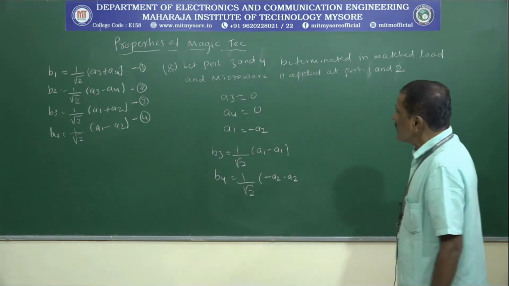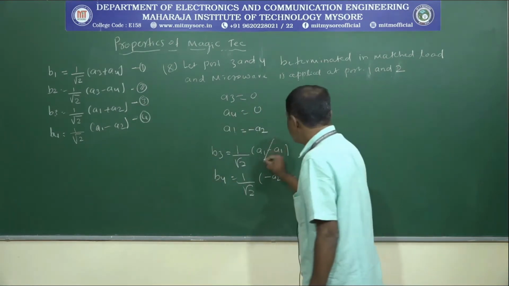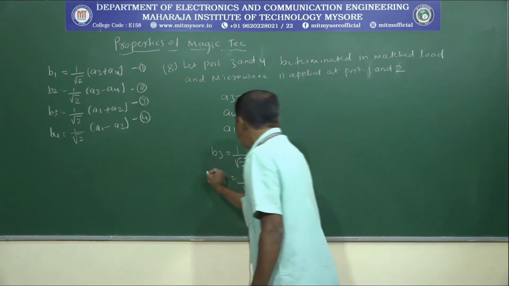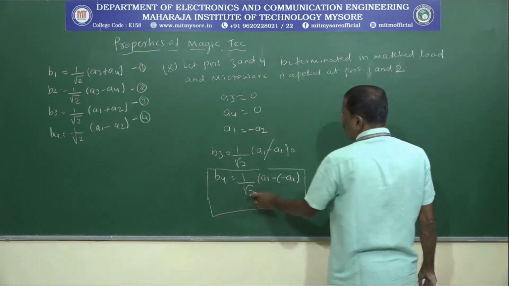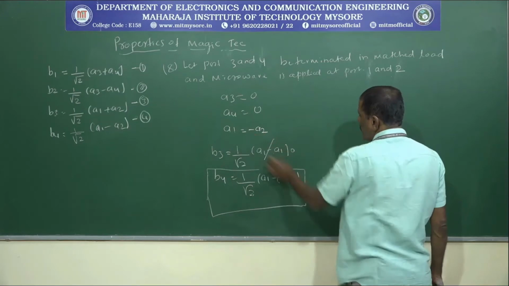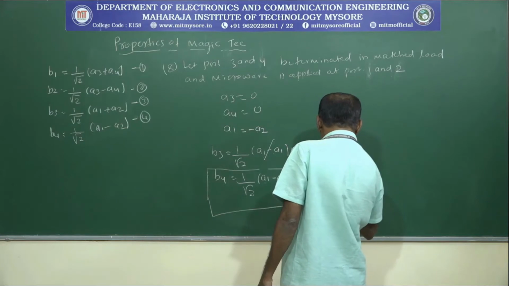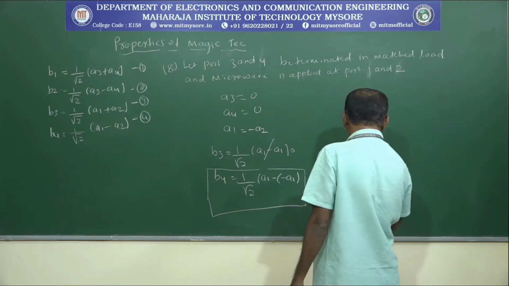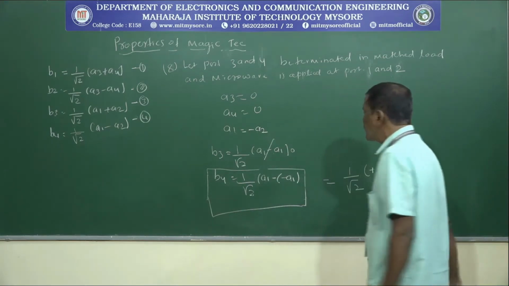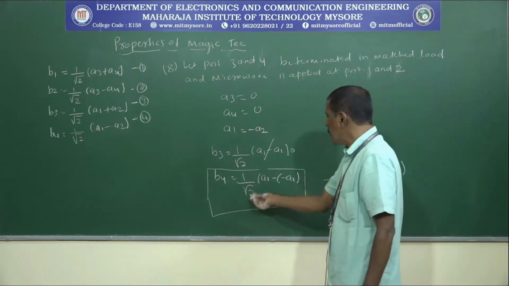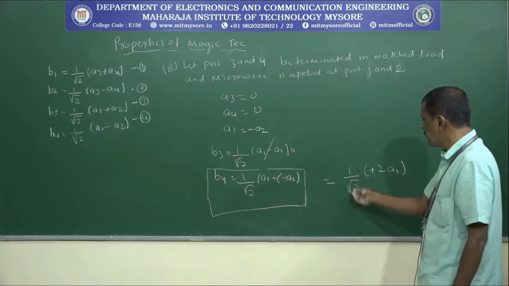Now, after substituting the values in equations 3 and 4, we are going to get the values like this, and this is going to be 0. We are left with B4, which is equal to 1 by root 2 times A1 minus A2, and A2 is equal to minus A1. So this value is equal to 1 by root 2 times 2 times A1. B4 is equal to 1 by root 2 times A1 minus minus A1, which is plus A1. So I can write it as 2 times A1 divided by root 2.